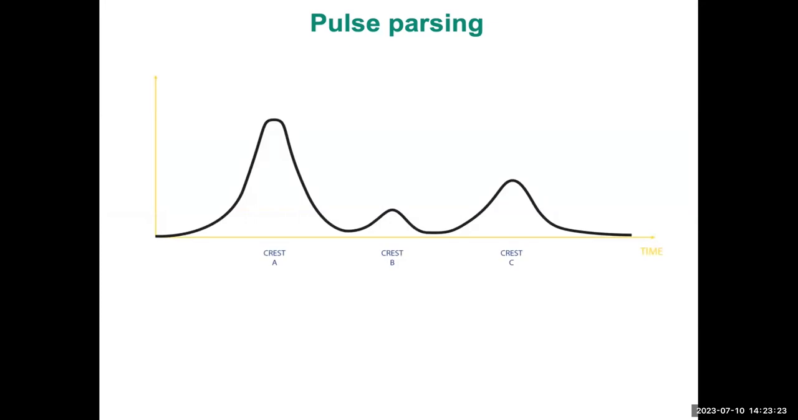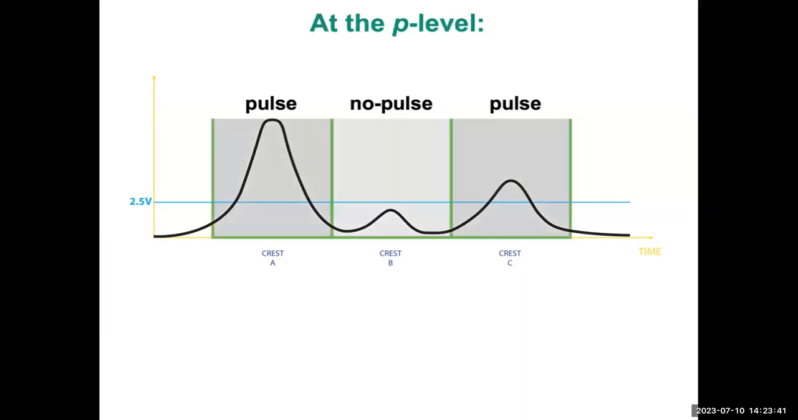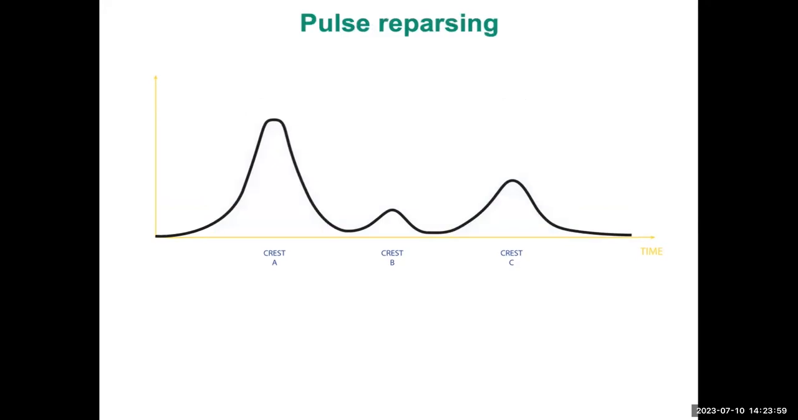So let's take a slightly more complicated curve, 3 peaks, choose a threshold. So here we have a pulse and a pulse, and then the little middle bump doesn't make it, it's a no pulse. And so then if you explicitly represent the pulse train at the P level, what you've got diagrammed here is the pulse train, pulse, no pulse, pulse. So we've got that pulse train out of the waveform by thresholding the waveform. But the thresholding can be done another way.